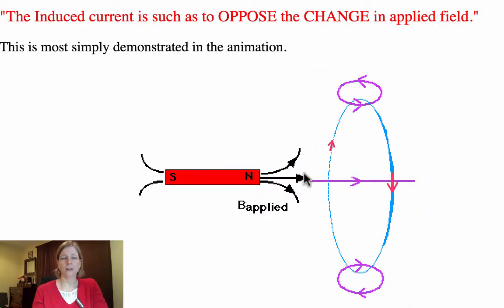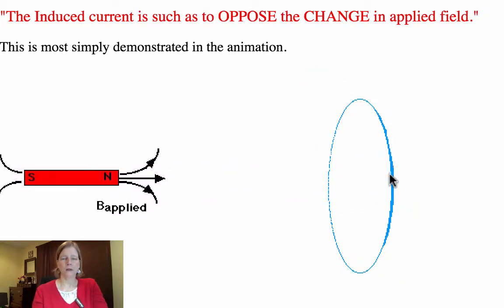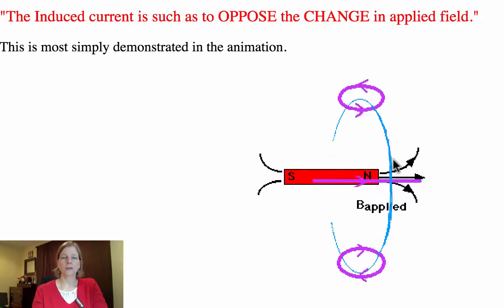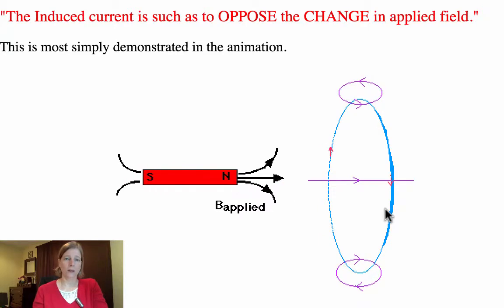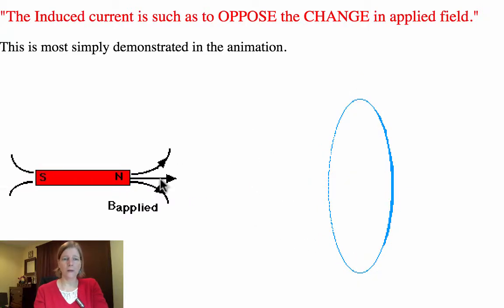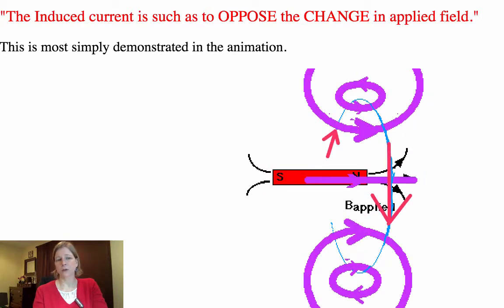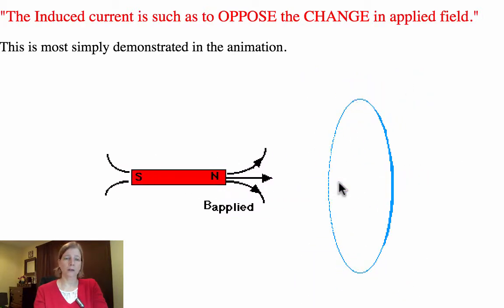And then as the magnet is being pulled away, in the front of the loop of wire, this right-hand side of the loop of wire, it was going up. As it's pulling away, it's going downward. And you could compare, think about the magnetic field from the loop of wire. As it's approaching, it's going to the right. As it's pulling away, it's going to the left.